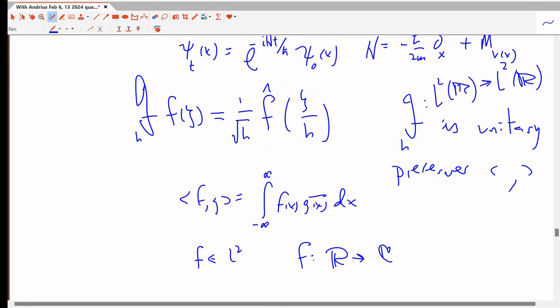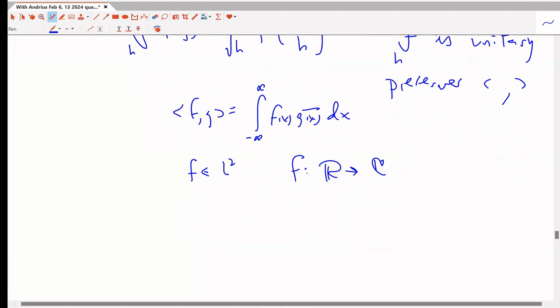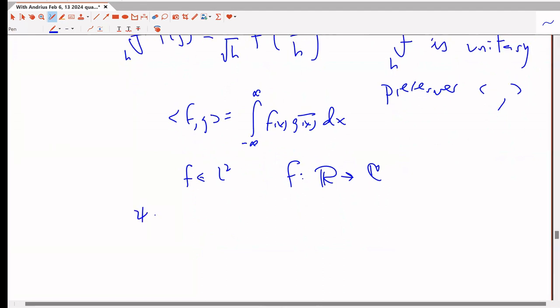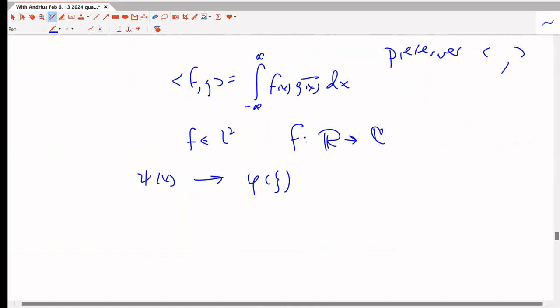So what does this do for us? Basically, if we have a wave function, we're going to convert it into another wave function of this parameter zeta. Later, we're going to call it P for momentum, but right now we're not going to assume it's momentum. Which is just this scaled Fourier transform of psi, the normal spatial wave function, evaluated in zeta.